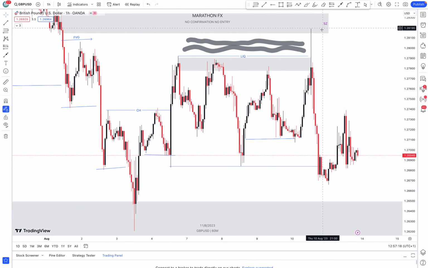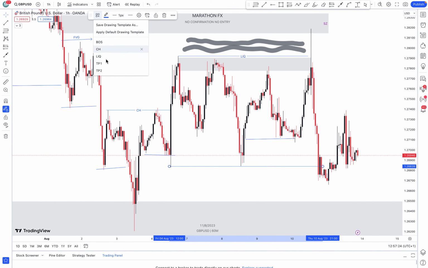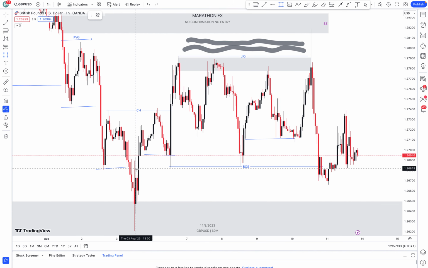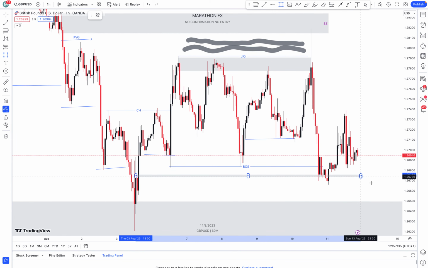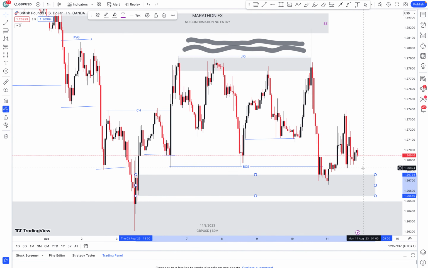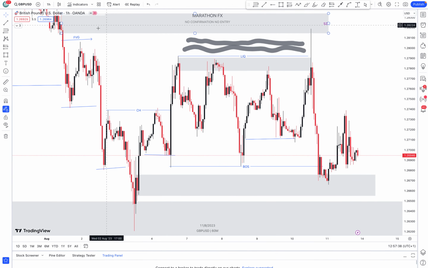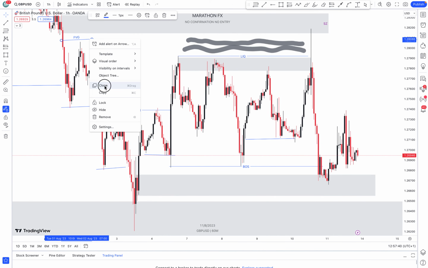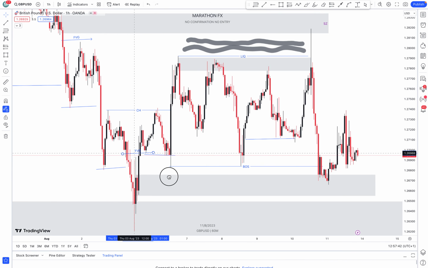Now, after price tapped the supply zone, what happened? Price broke structure here, so we call it a break of structure. That's on the 1 hour, right? Once price broke structure, what was below? There was a fair value gap here, right? That's a fair value gap. There's a fair value gap here too.